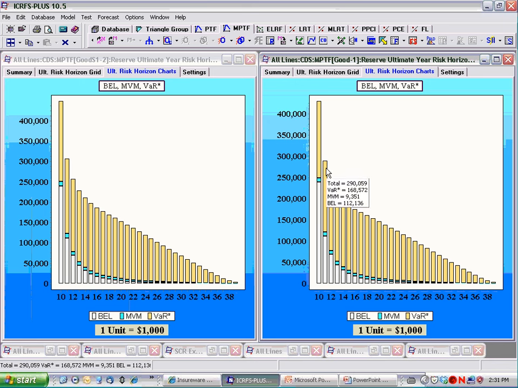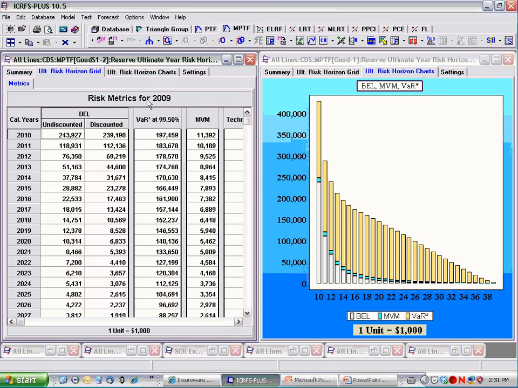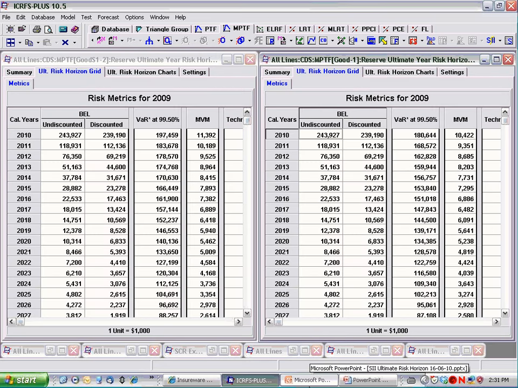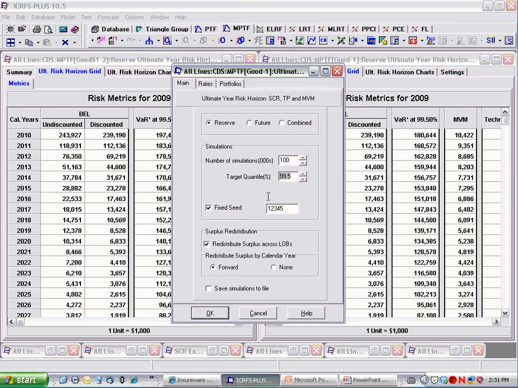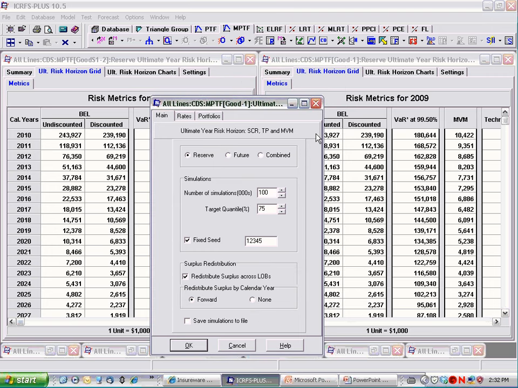183, 168. And of course we can compare this by actually looking at the tables. Yeah, so you lose some diversification credit if you make the LOBs non-fungible or you ring-fence each LOB. Let's just do it again and lower. Why don't we lower the percentiles? So I'm going to make the percentile 75%. Let's do that.